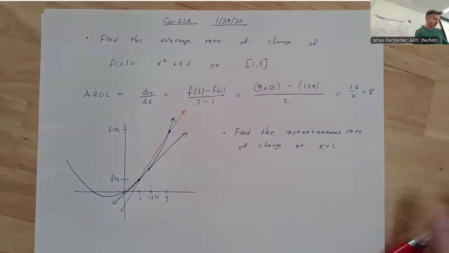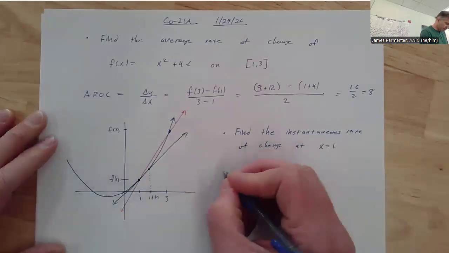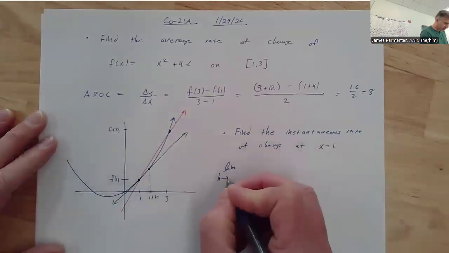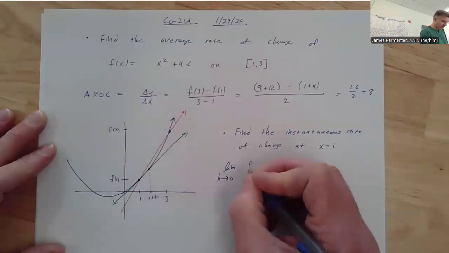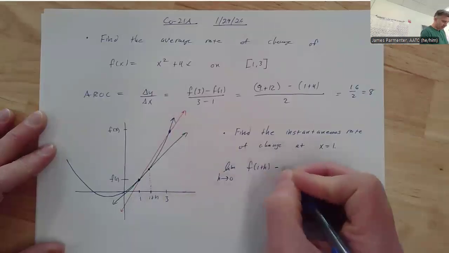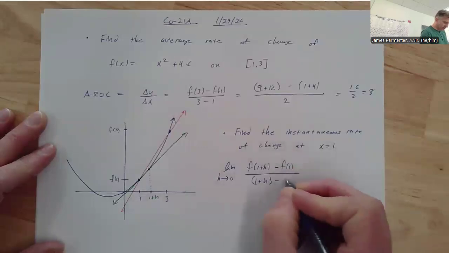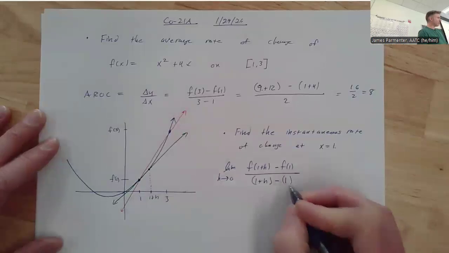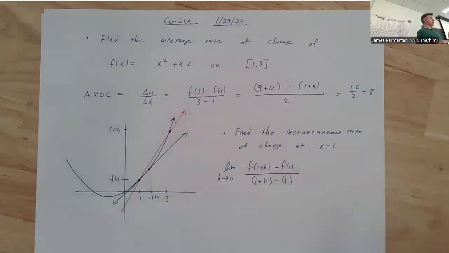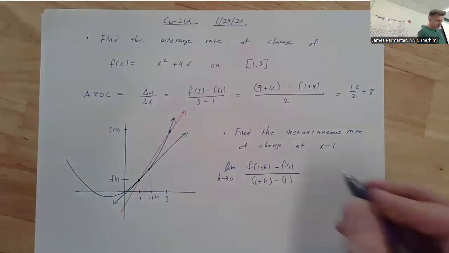So to find the instantaneous rate of change, it would be the limit as h approaches 0 of f of 1 plus h minus f of 1 divided by 1 plus h minus 1. Obviously the bottom is going to be h, but I like to write it this way so it emphasizes the fact that we're still finding the slope of a thing. And then we just do the calculation.